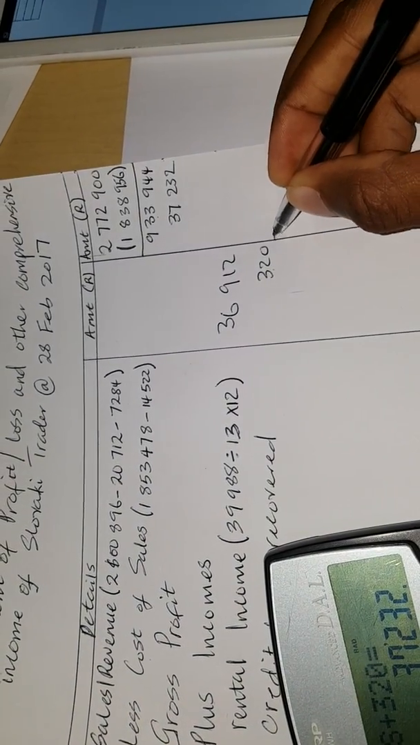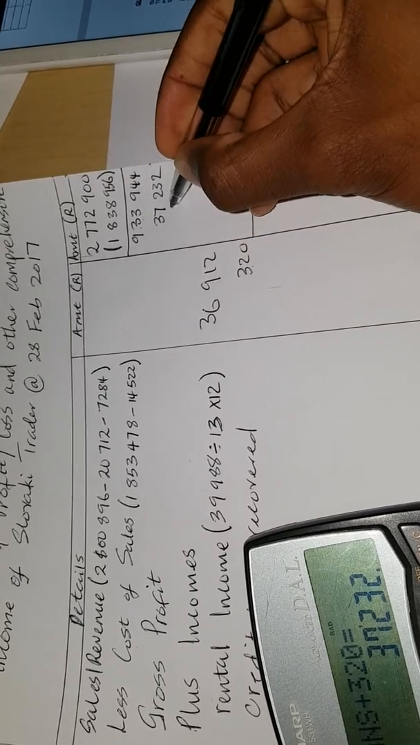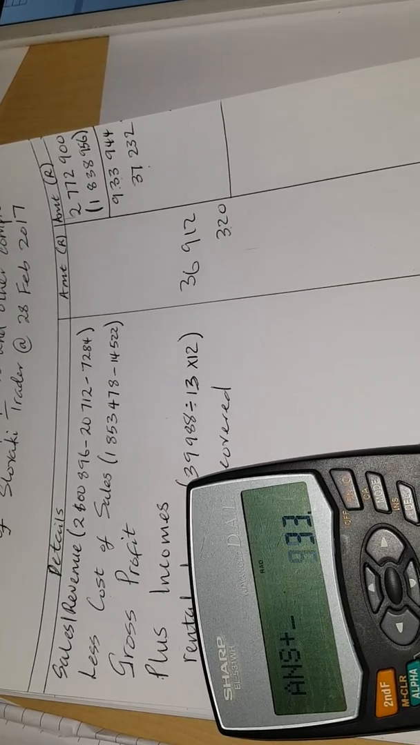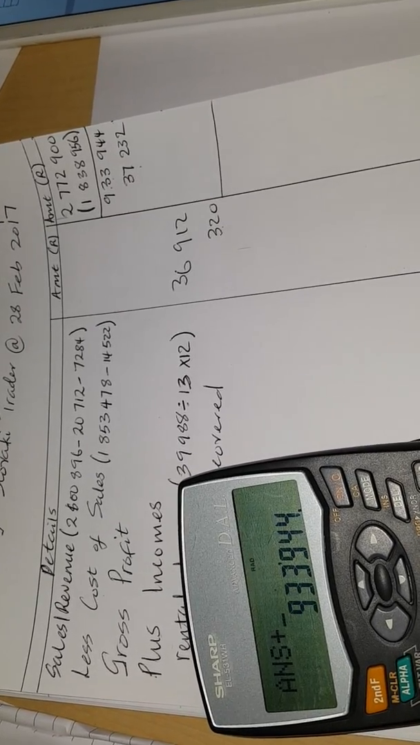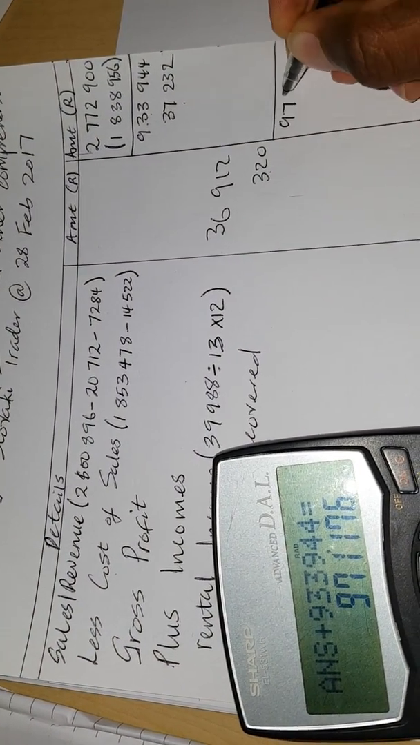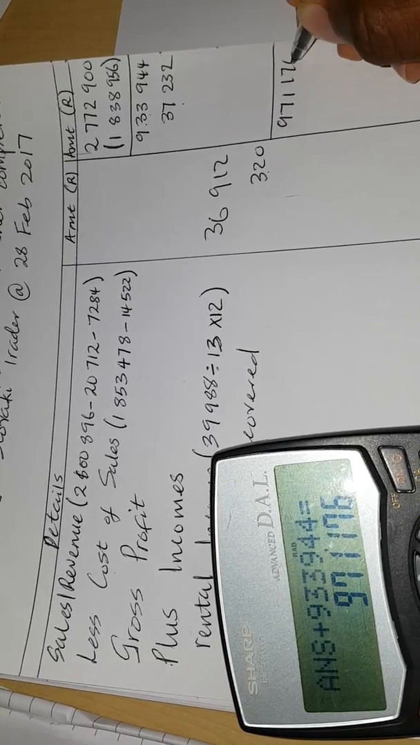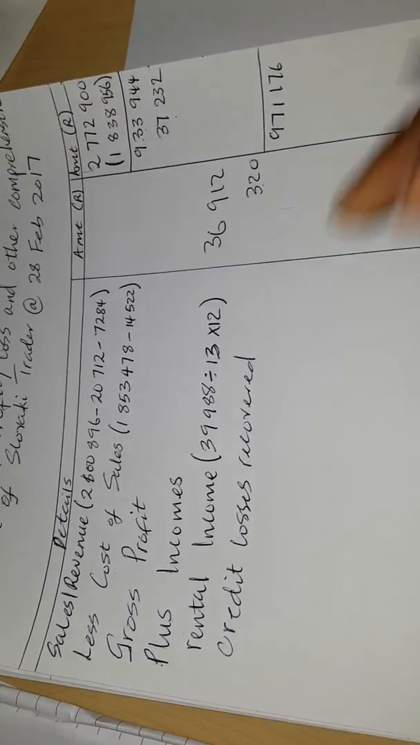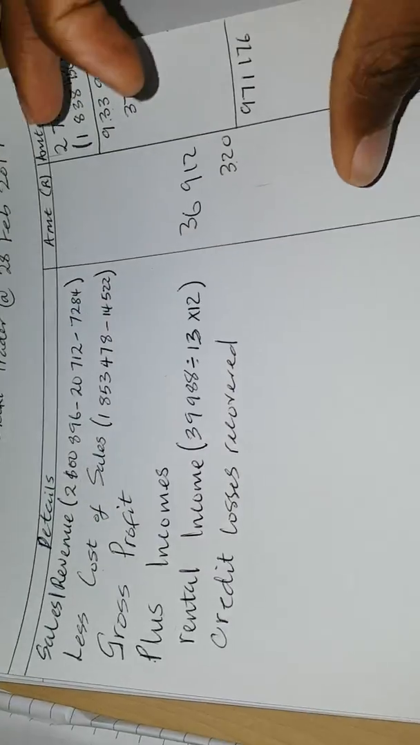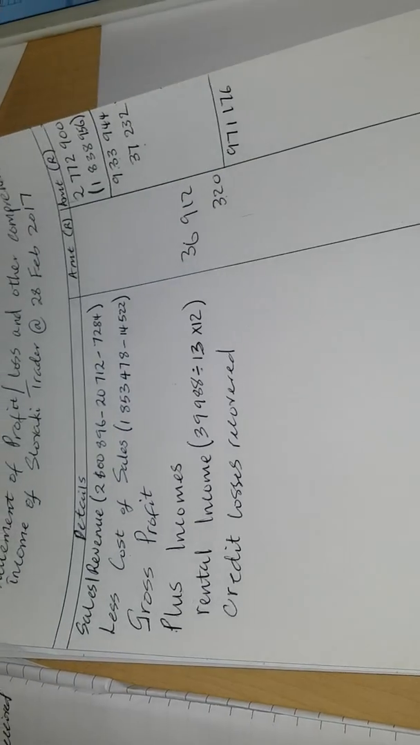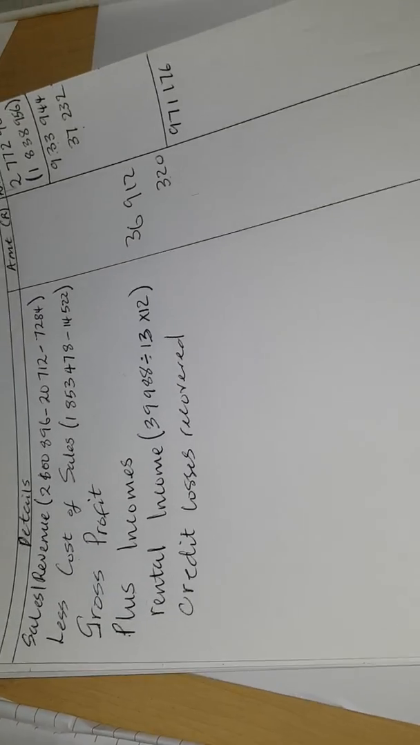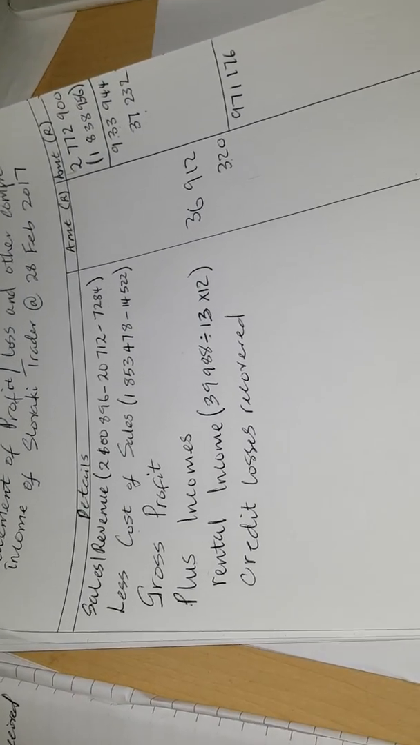So now we add gross profit plus other incomes. How much will we get? We add with the gross profit of 983,944. So we'll get the income of 971,176. Okay, so we're not done here. We just calculated the revenue of the business, and this revenue is not the actual revenue of the business because we haven't subtracted the other costs. Now let's go to expenses so that we can subtract the costs.